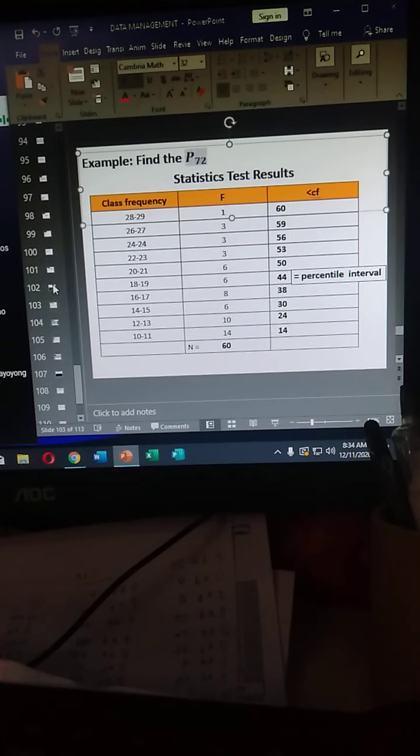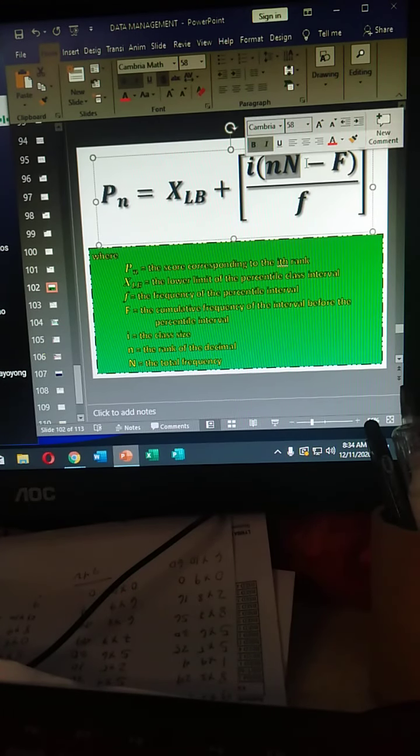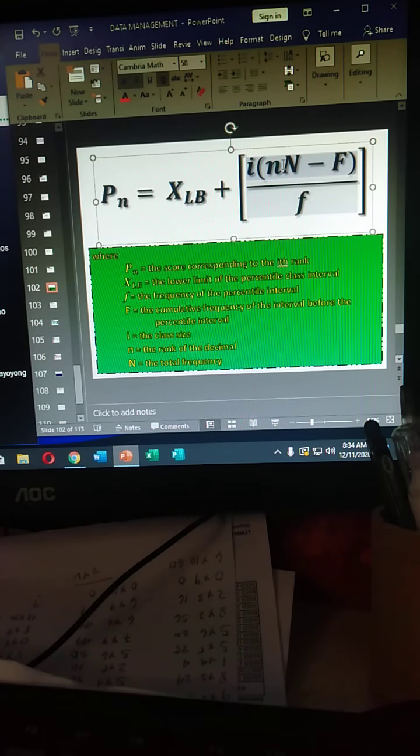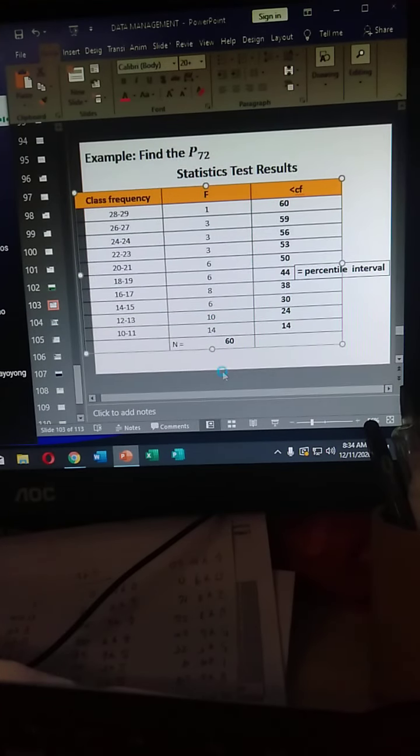Sabi ko, ito yung magiging basis muna natin para kung saan tayo mag-focus. At ang n natin is 72. Converted to decimal, that is 0.72. Tama? Tama po. At ilan yung frequency natin? We have a total number frequency of 60.